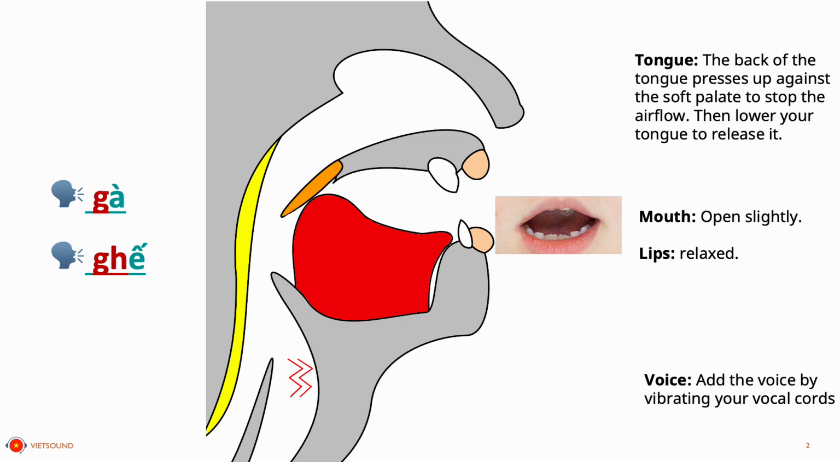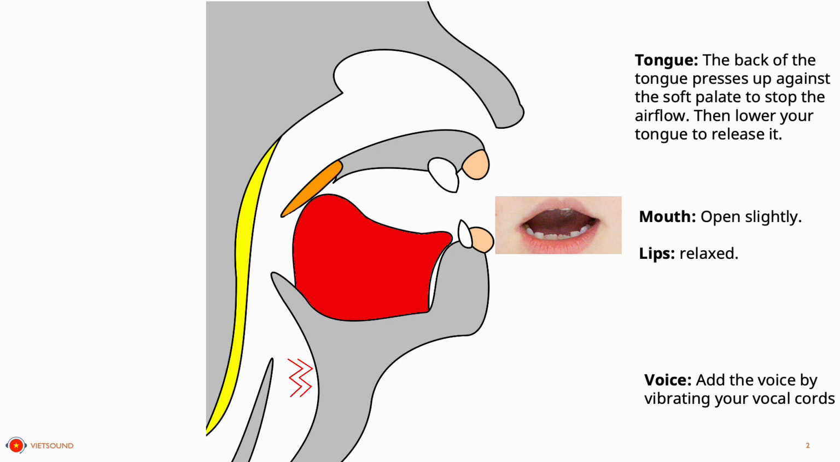Now let's see how to pronounce the G sound. The G sound is a back consonant, so the back of your tongue presses up against the soft palate to stop the airflow. Then you have to lower the tongue to release it. Now let's talk about the mouth movement. Open your mouth slightly. Keep your lips relaxed. The last thing you have to remember about the G sound is that it is a voiced sound. You need to add the voice by vibrating your vocal cords, like G, G, G, ga, ghế.